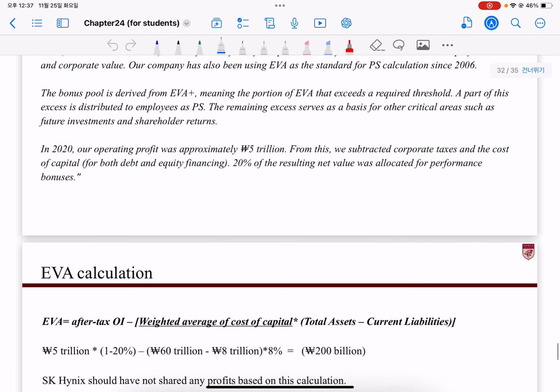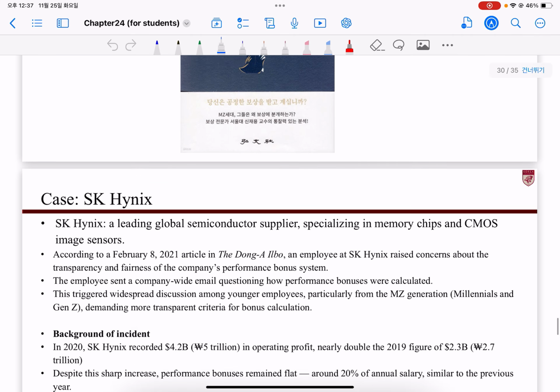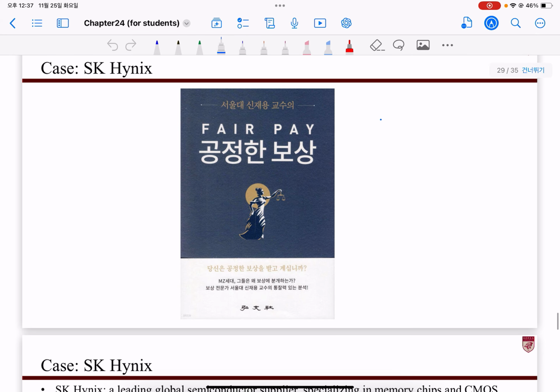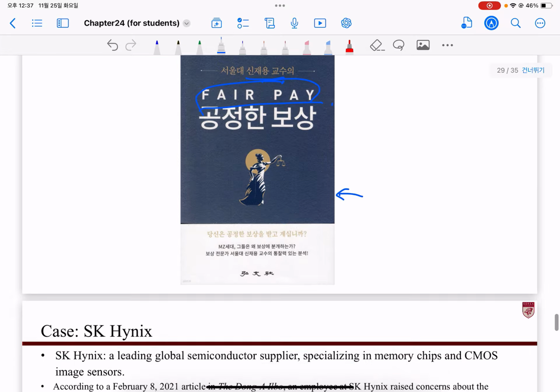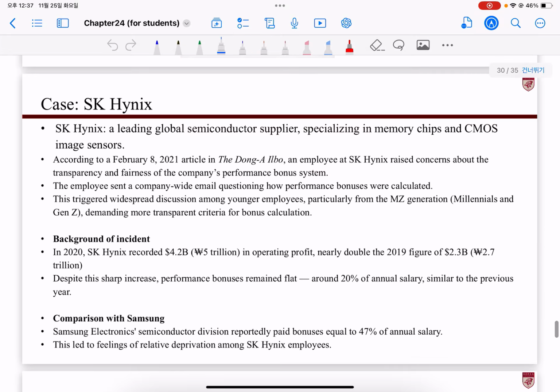on EVA. Okay, so this is not in our textbook, but in a book called The Fair Pay by a professor called Jae-Yong Shin at Seoul National University. This is actually a very good book to start with to learn more about compensation. And I want to bring a case on SK Hynix and Samsung.